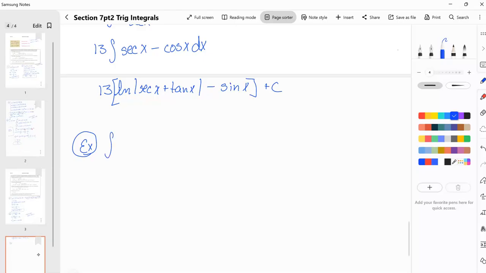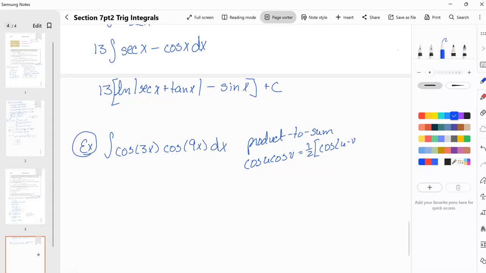Let's say we need to integrate something like cosine of 3x times cosine of 9x. Notice those have different arguments. So let's use one of the product to sum formulas. If you're looking on your trig sheet, product to sum, there's one that says cosine u cosine v is equal to 1/2 times cosine of u minus v plus cosine of u plus v. So that's what we're going to use here.